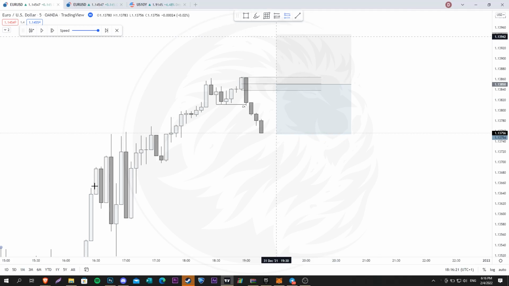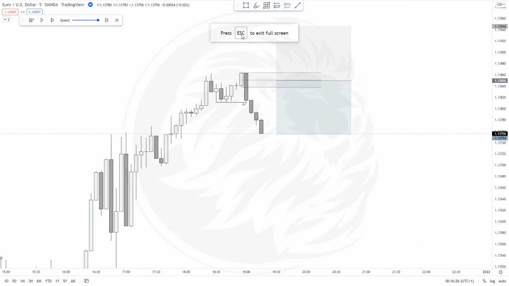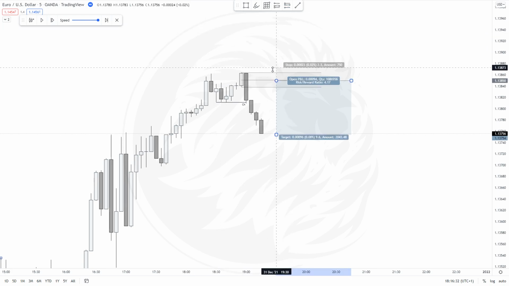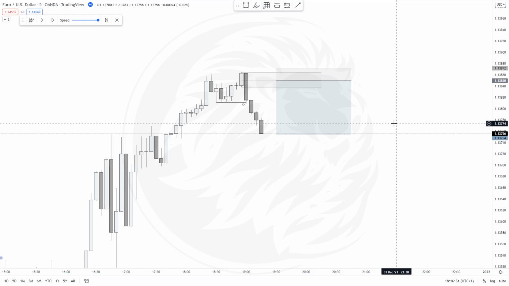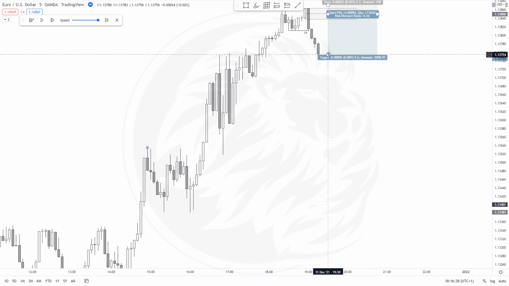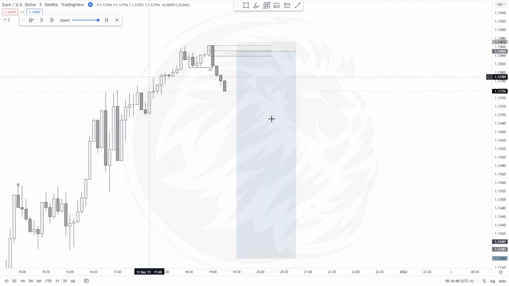Oh, I'm in drawing mode. Okay, there we go. You can cover a little bit, and after that I will target these equal highs here. We have another block just here, so I will target this other block for the example.